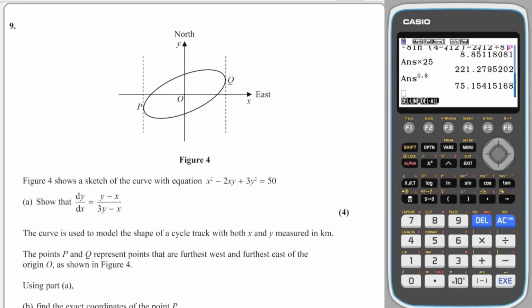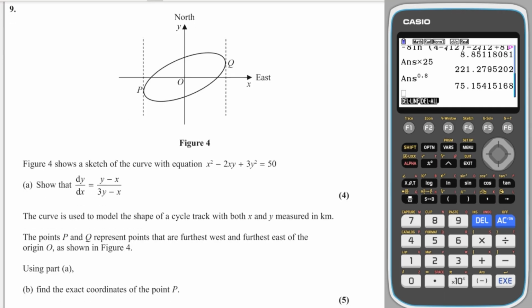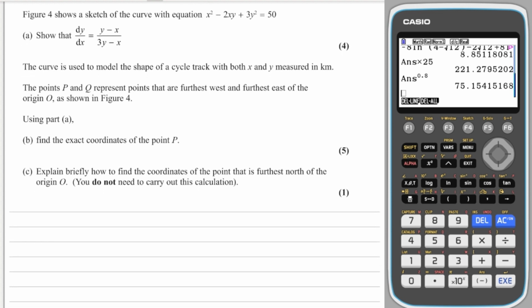Implicit differentiation. Question 9. It says there's the curve, and it says find dy by dx. So I've got to differentiate this implicitly, and this is going to give me 2x, and this is a product, so I will differentiate the 2x part first to get 2, and I'll leave the y alone, and then I will leave the minus 2x alone, and I'll differentiate the y to get dy by dx.